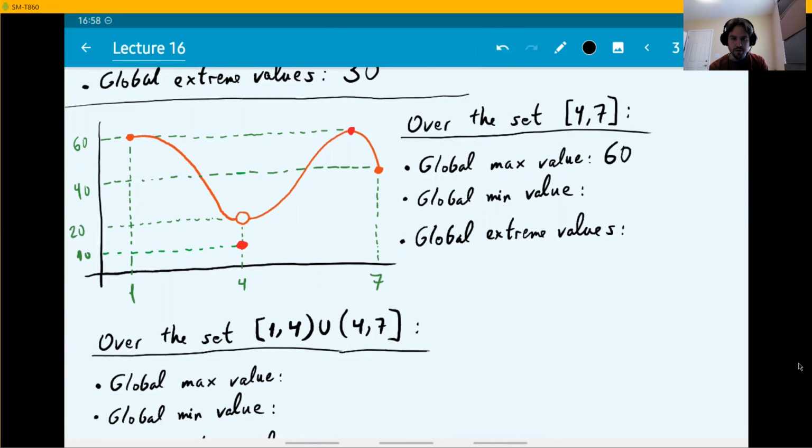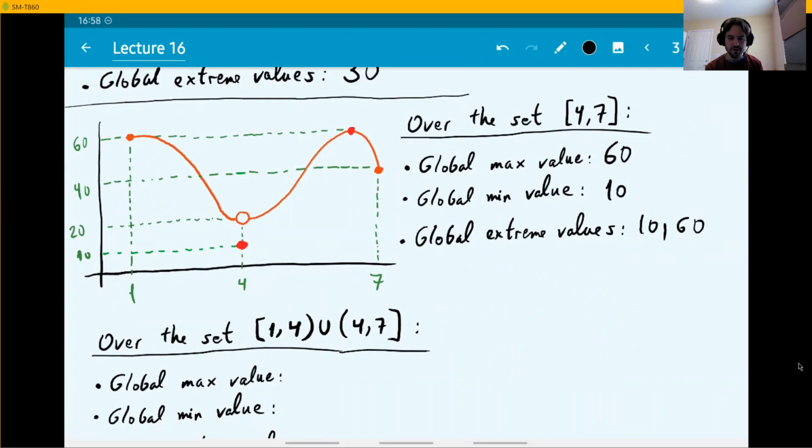And what is the global minimum value? Well, f of 4 is all the way down here, and there are no other values below this guy. That's the global minimum over this piece. So it is a 10. So the global extremes are both 10 and 60. But now let's change the piece. Let's change the location where we look.